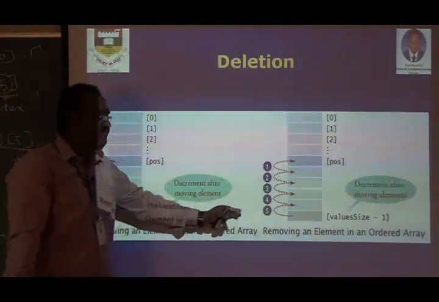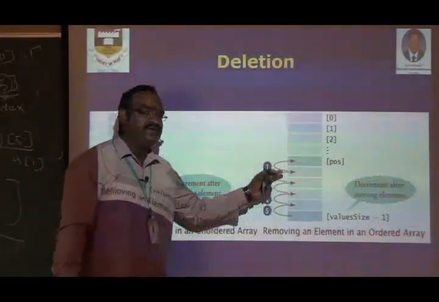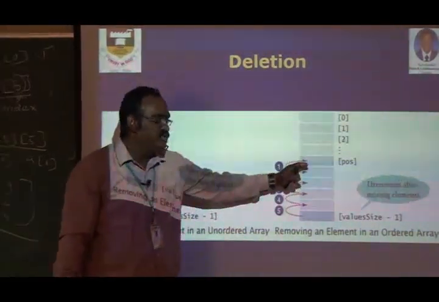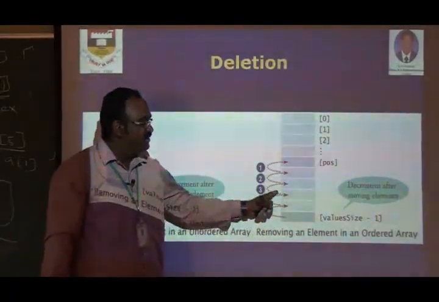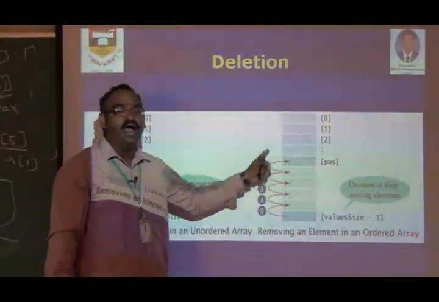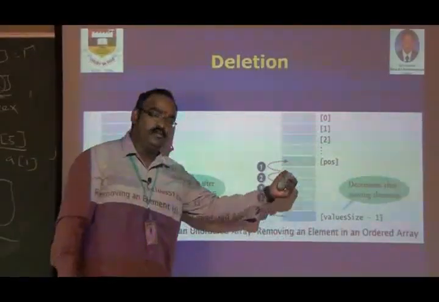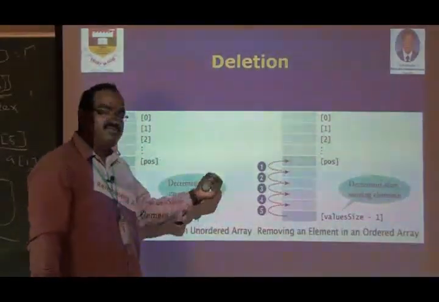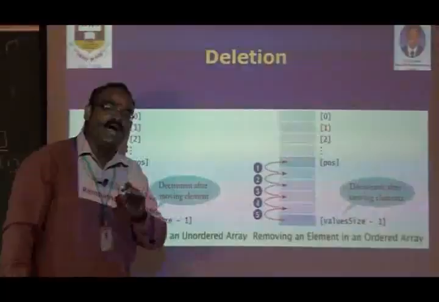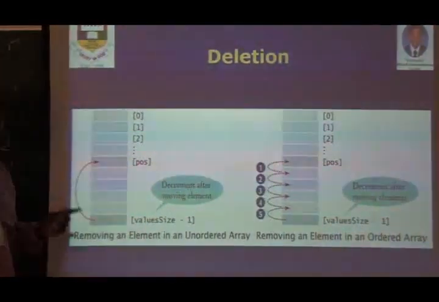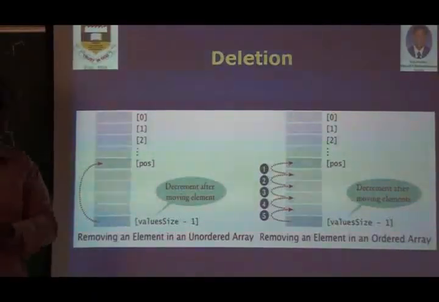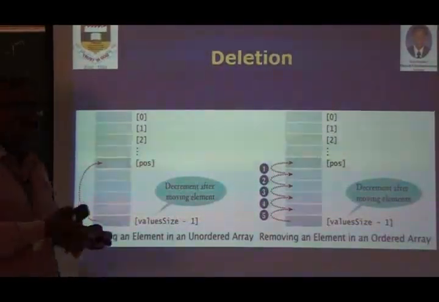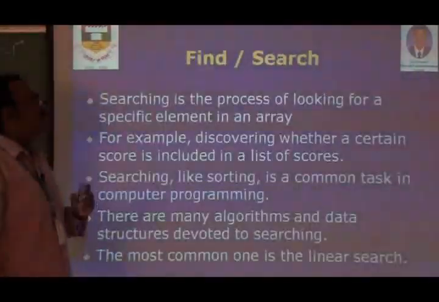The same is performed in an ordered list, where we traverse sequentially. This position is deleted, so now the tail position element is moved here, then the next one, and so on, because the size of the array is decremented by 1. So after deletion, initially the size is 4, after deletion the size is 3. So from the tail we have to move the elements to all the previous positions, right?